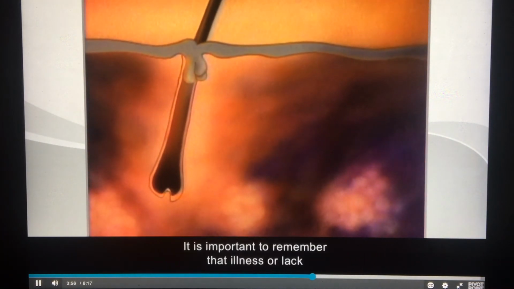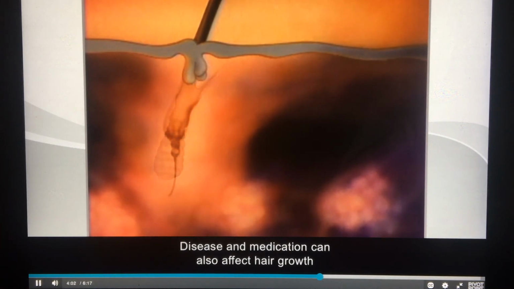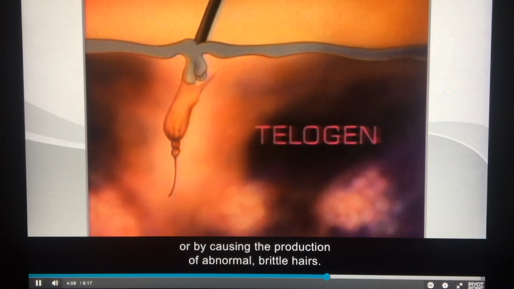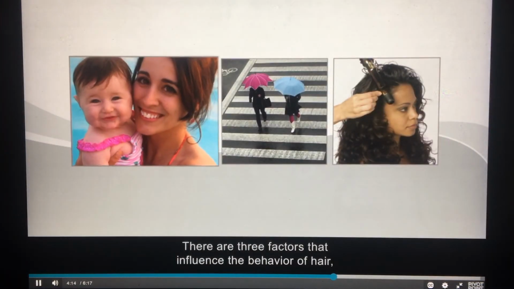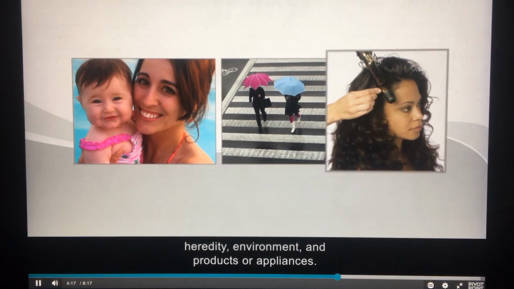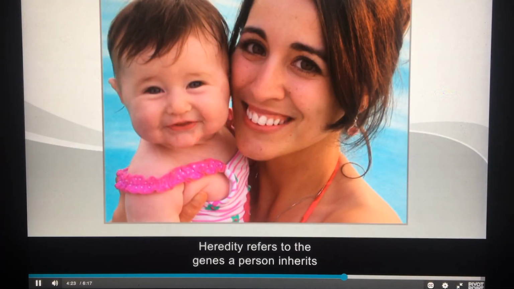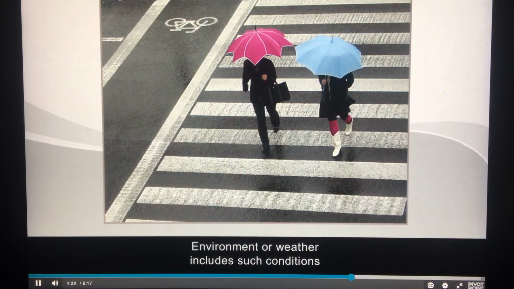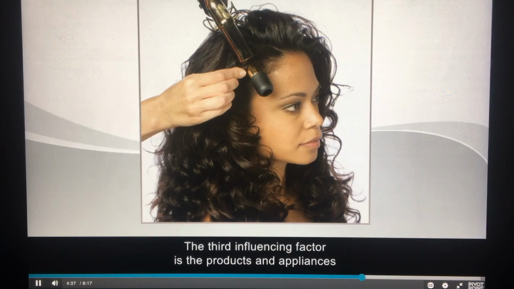It is important to remember that illness or lack of necessary vitamins can affect hair growth. Disease and medication can also affect hair growth by either stimulating the onset of the telogen phase or by causing the production of abnormal, brittle hairs. There are 3 factors that influence the behavior of hair: heredity, environment, and products or appliances. Heredity refers to the genes a person inherits from his or her parents. Environment or weather includes such conditions as humidity, which can leave hair limp or frizzy. The third influencing factor is the products and appliances used on the hair.